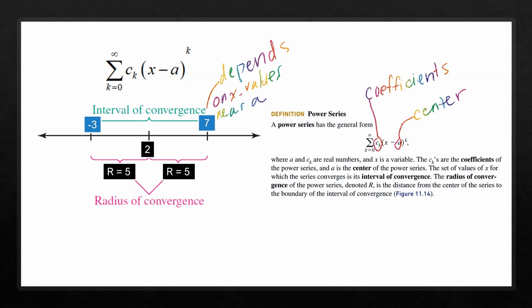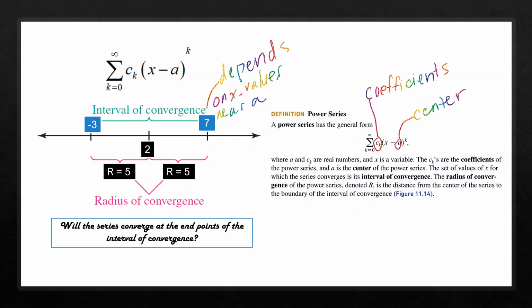Now, when looking at the interval of convergence for the radius of 5 and center at 2, we would need to take a look at the endpoints, meaning will your series converge at -3 and 7 as well? So that's basically the idea of what we are doing in this lesson. Given a power series, can we find the radius of convergence and the interval of convergence?